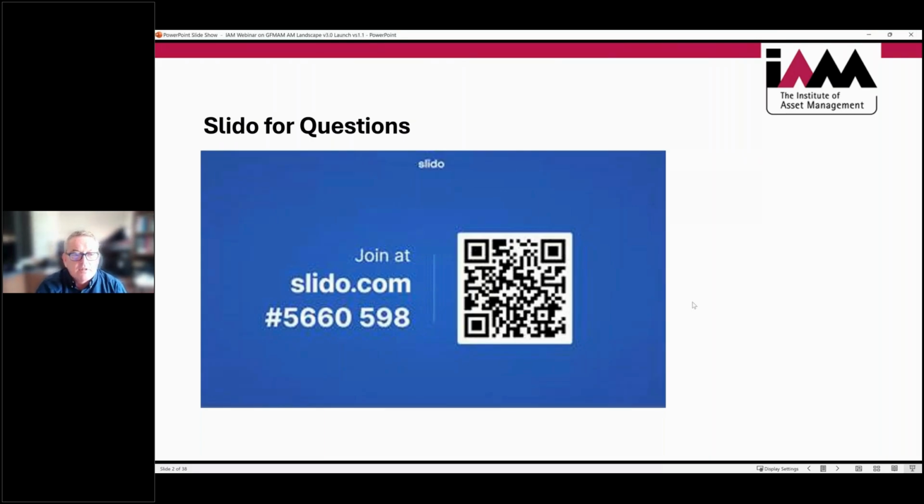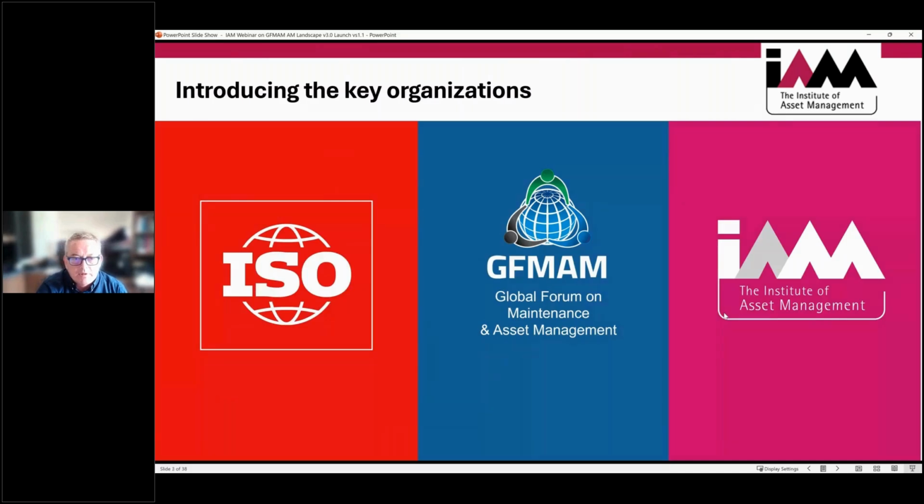A lot of people will be aware of these 3 organisations, but there are 3 seminal documents in the asset management world, all being updated this year. For clarity, for those that aren't aware, I wanted to be clear what the 3 organisations are and what they represent. First is ISO, the International Standards Organisation. They are responsible for all international standards, and they are the body responsible for ISO 55000.